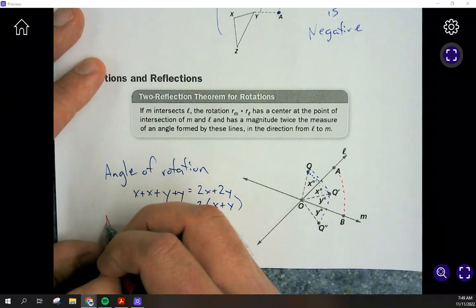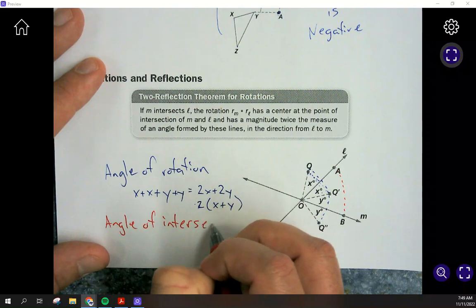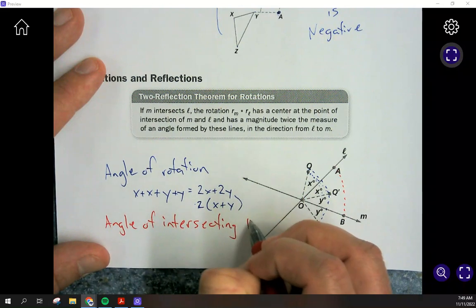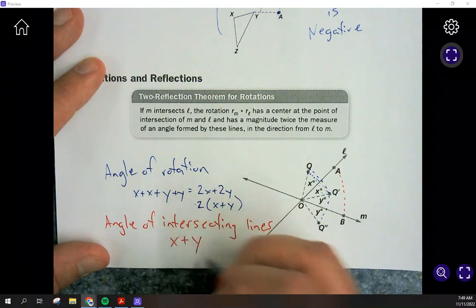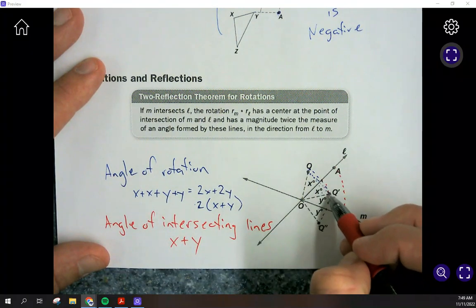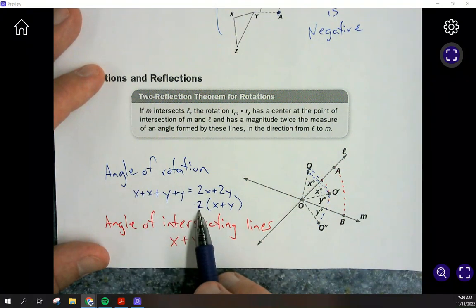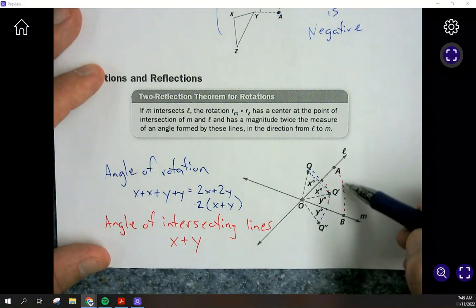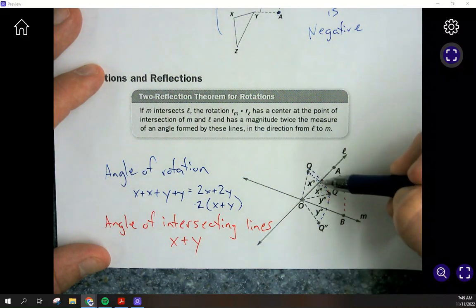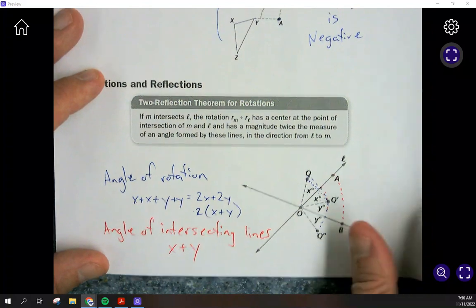And the angle of the intersecting lines, if you look at the picture, is just x plus y. You've got the x here and you've got the y here. And so the angle of rotation is going to be twice the amount of x plus y, 2 times x plus y. So it's always going to be double. If I know what this angle measurement is, I can determine the degrees of rotation of my figure. So let's take a look at some of these. On to the back.